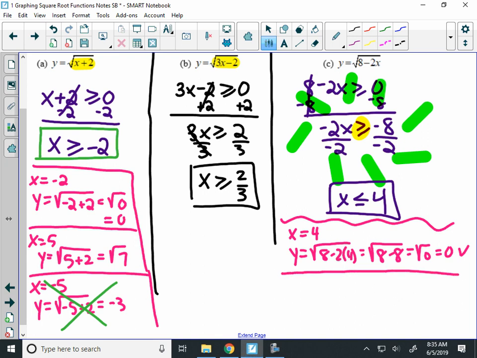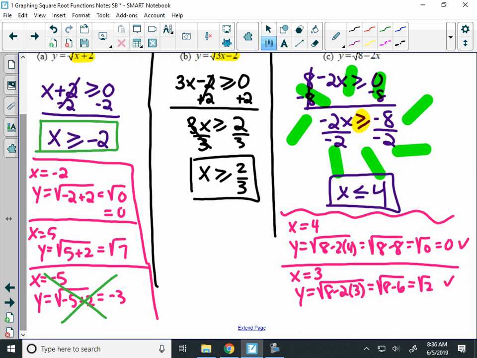If I take x is less than 4, so let's even just try 3. That's a number less than 4. I would have y equals the square root of 8 minus 2 times 3, which is 8 minus 6, which is the square root of 2. I'm allowed to have the square root of 2. It's irrational, but it's okay.